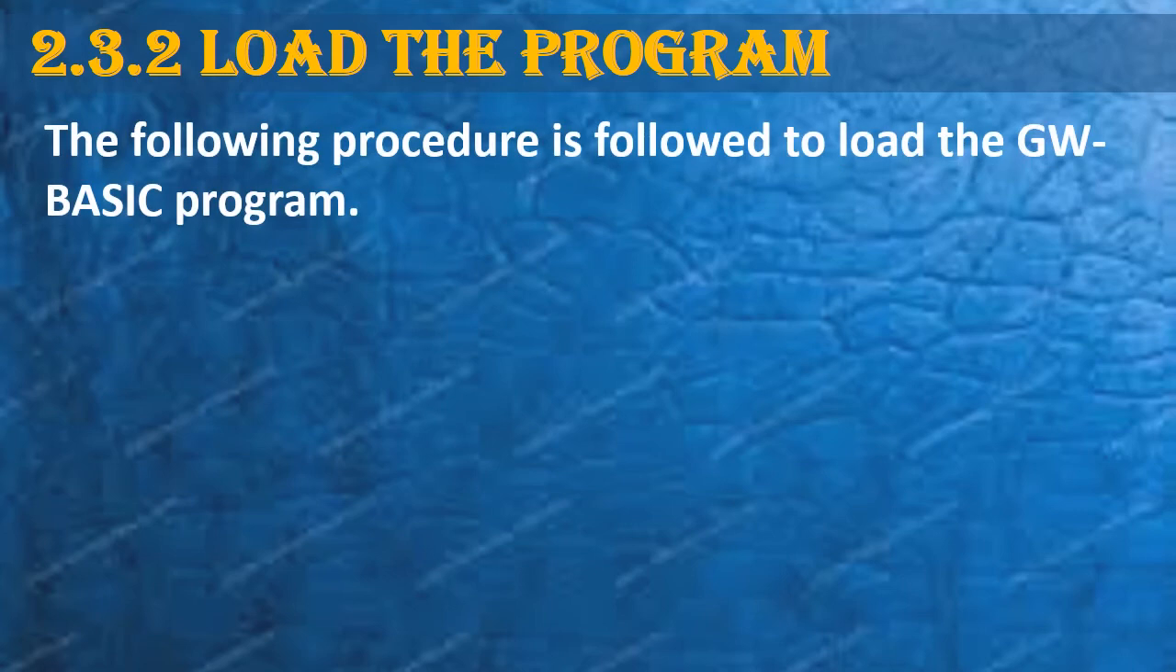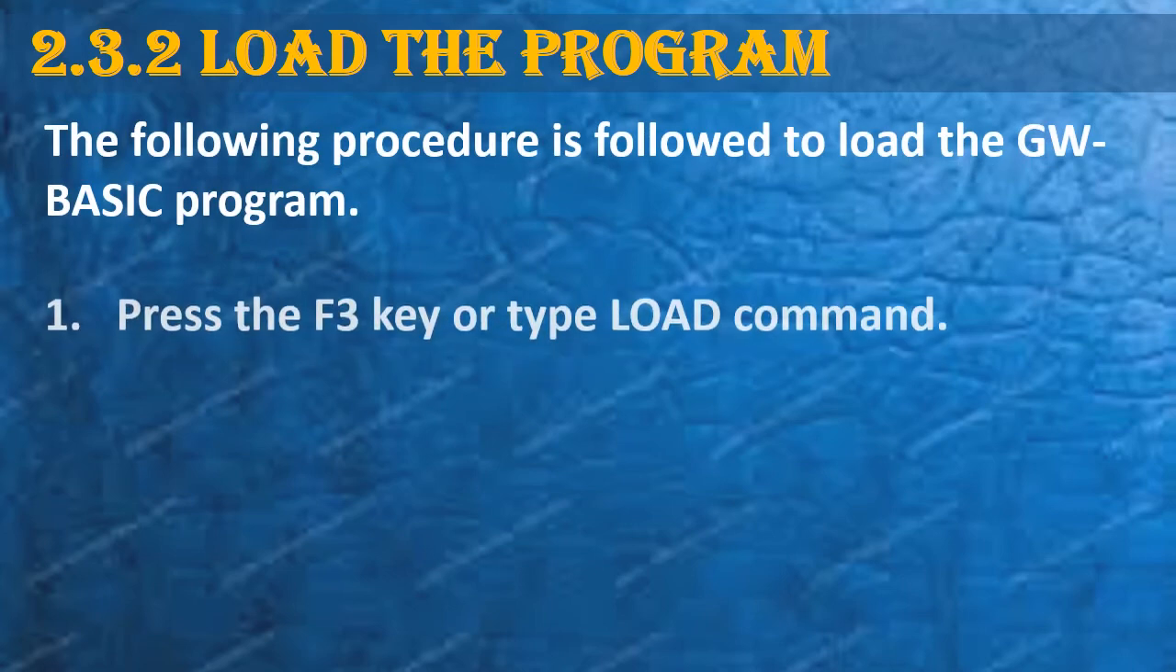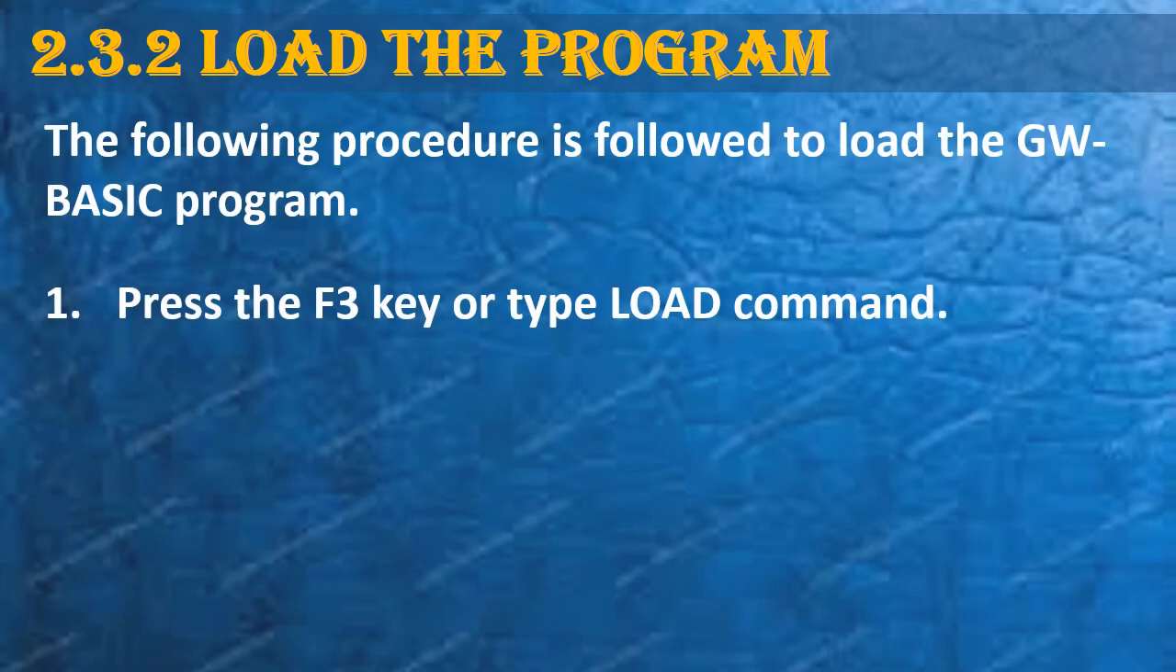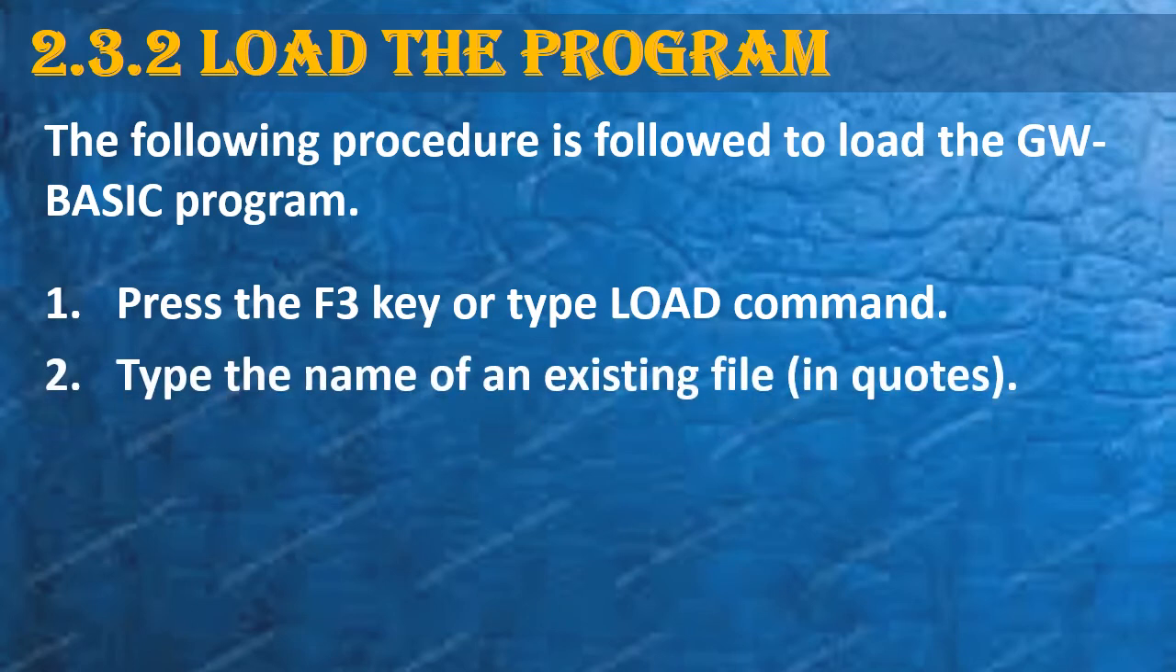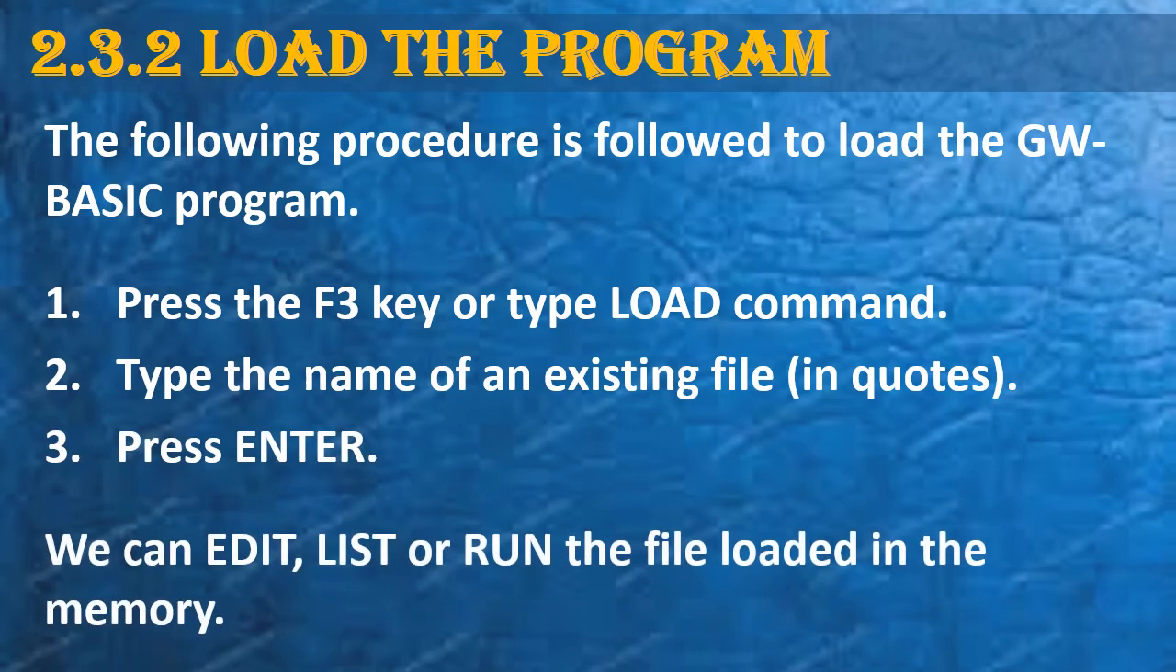The steps to be followed to load the GW Basic programs are: press the F3 key. F3 is the function key, or type the load command. Type the name of an existing file in quotes. Press enter. Now if our program is loaded, we can edit, list or run the file loaded in the memory, and we will discuss edit and list commands later.